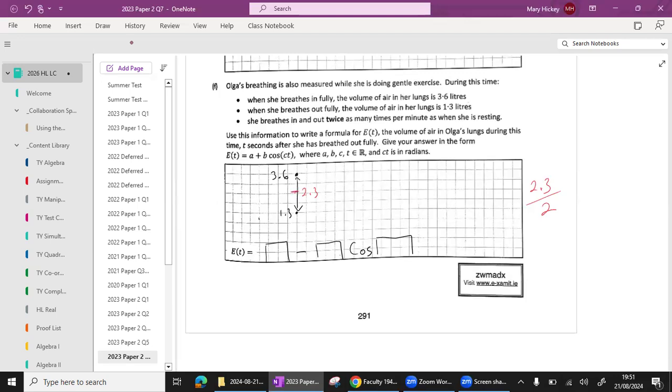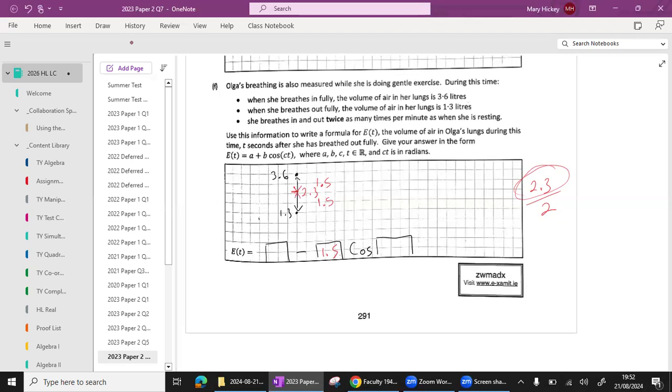Well, it'll tell me actually halfway would be 1.15 here, and of course 1.15 here. So it's like splitting the 2.3 into two pieces, 1.15, 1.15. So that's my amplitude. So what's my midway line? Well, you can say it in two different ways. You can say it's either 1.15 liters below 3.6, or you can say it's 1.15 liters above 1.3.